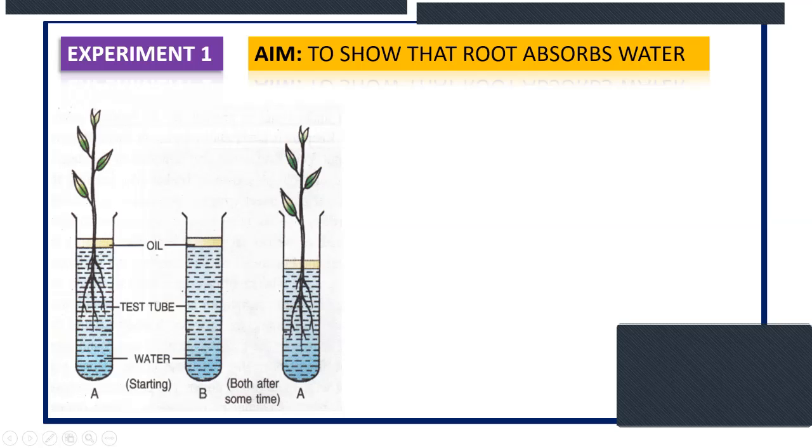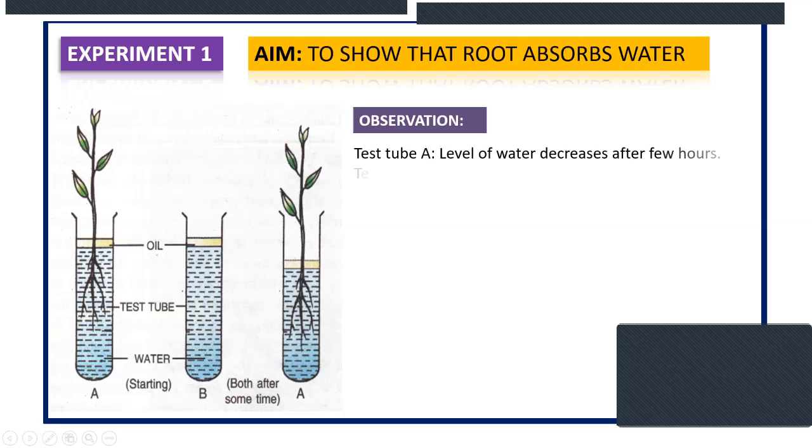Soon after inserting this plant with its roots in water, we place a layer of oil on the water in the test tube. A similar test tube is made for control. In the second test tube, test tube B, we have added water with oil, but there is no plant. This setup is kept for around 3 to 4 hours. After 3 to 4 hours, we observe that the water level in test tube A has fallen, whereas the water level in test tube B remains the same.